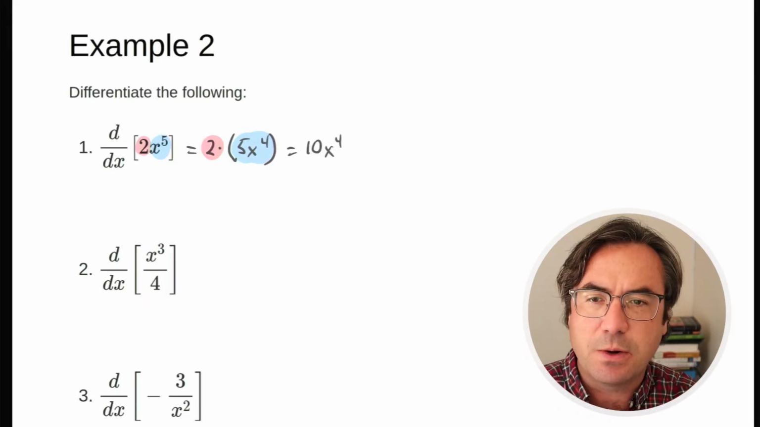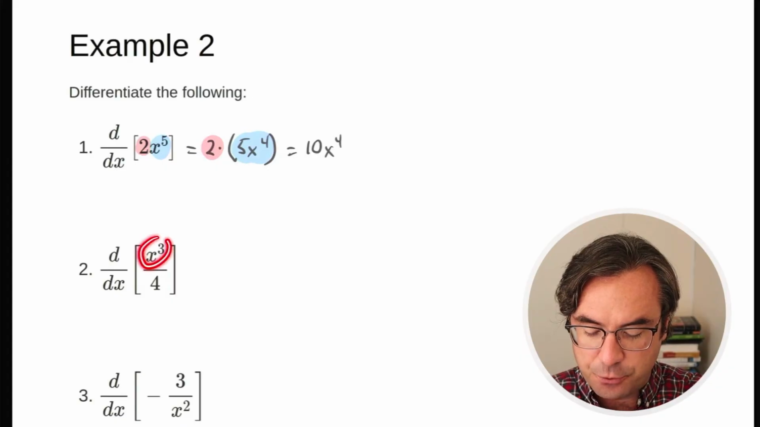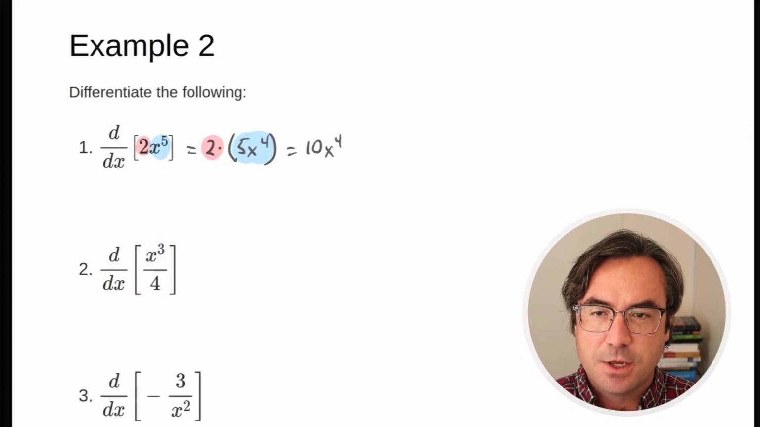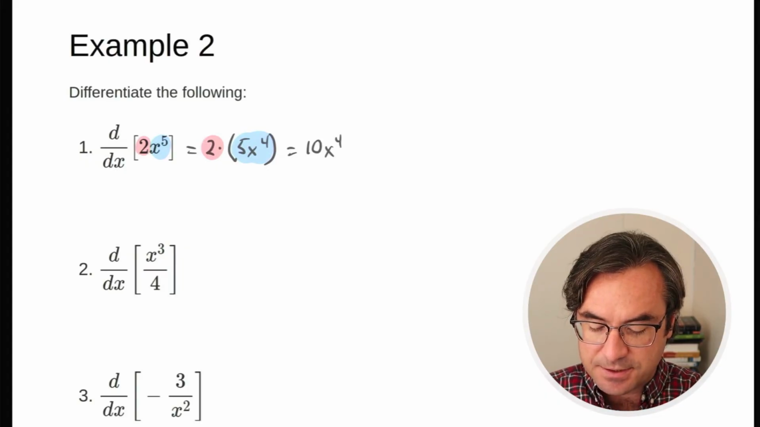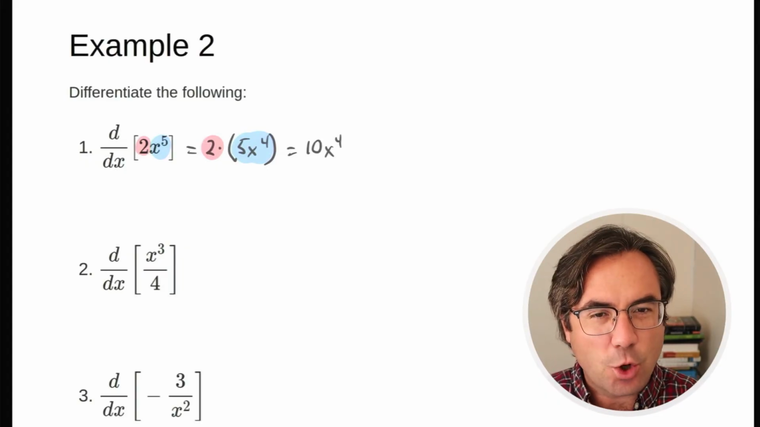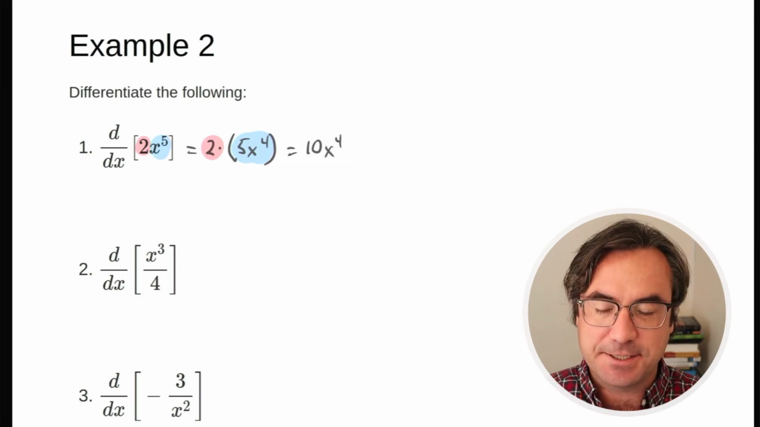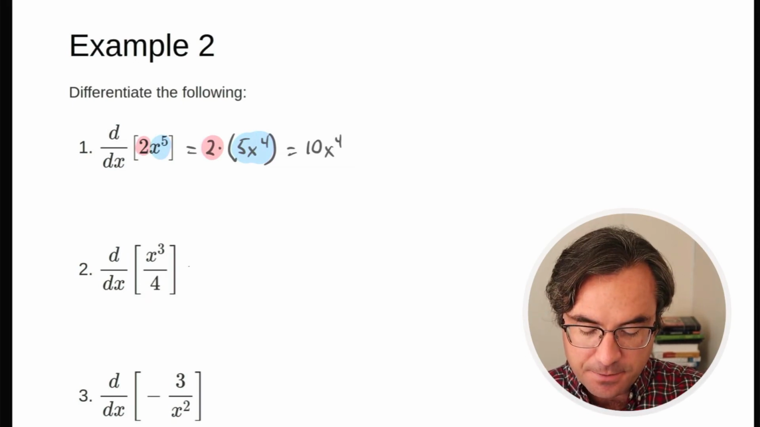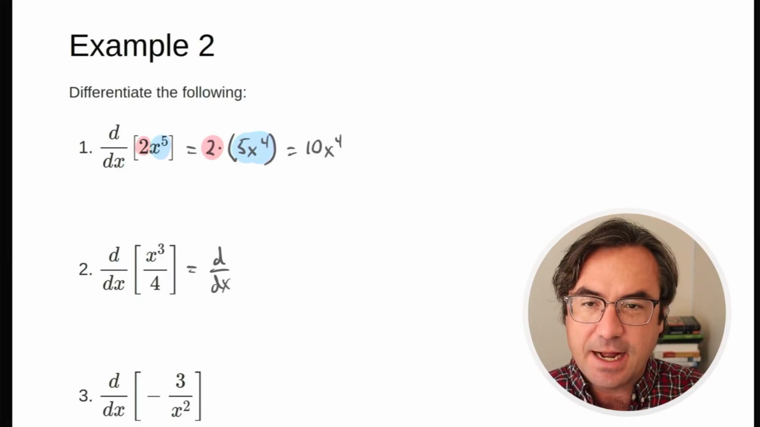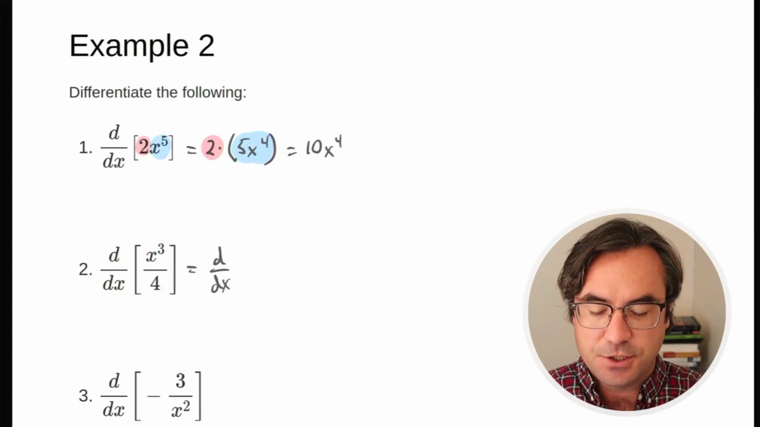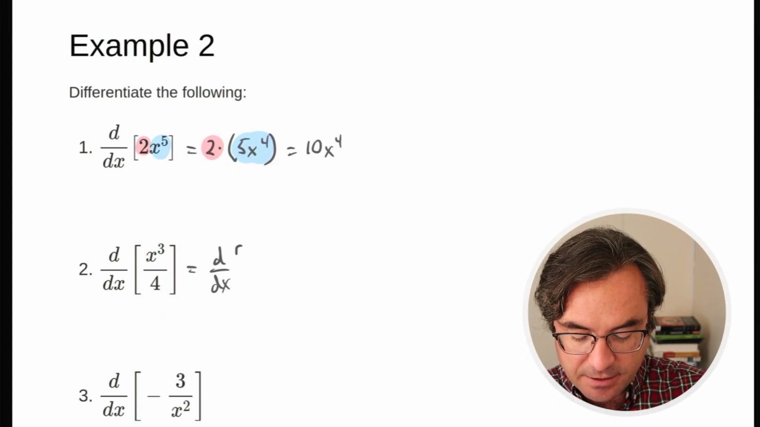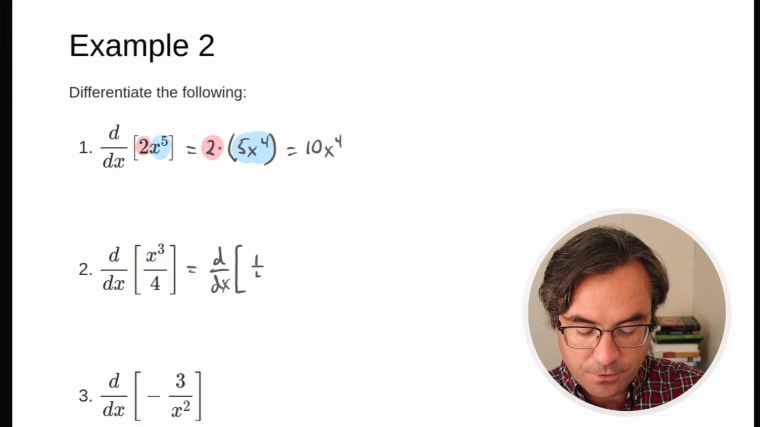All right, maybe let's try one more. Let's look at this x cubed over 4. So we want to differentiate this. And right now, it's not written quite as nicely as we want it. The idea here is we want to separate constant terms from variables. So we're going to rewrite this just slightly, and we're going to write this as 1 over 4 times x cubed.